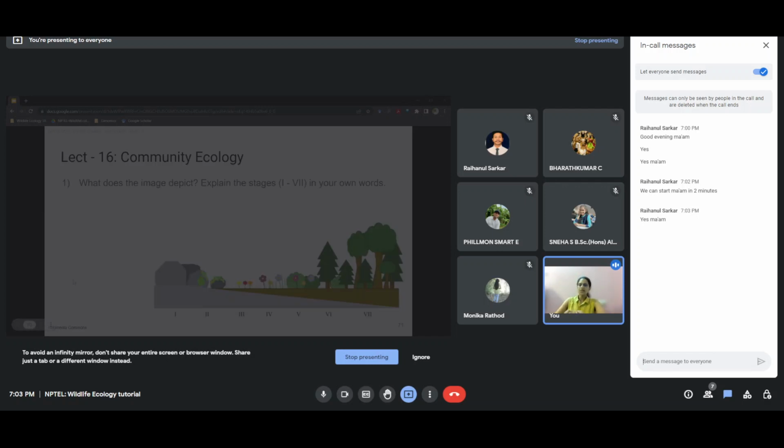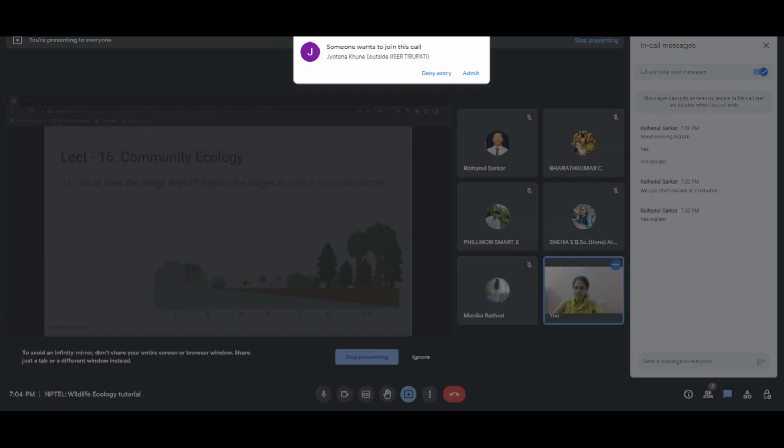All right, so we're again going to have a bit of discussion today, so please feel free to unmute or use the chat box. So tell me, what does this image depict? There are a number of stages here, 1 to 7. If anyone could try and explain what these stages are. So first, you can tell me, what does this image depict actually? What is it showing us?